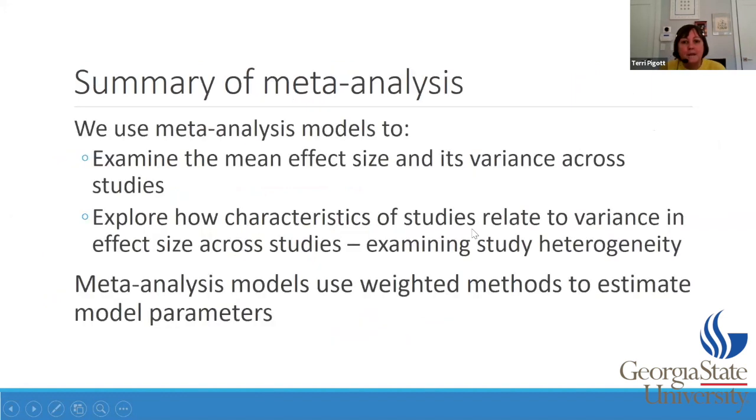Okay. So just to summarize this part, we use meta-analysis models to examine the mean effect size and its variance across studies. And then we also use meta-analysis models to explain or explore how characteristics of studies might relate to variation in effect size across studies, where we are examining study heterogeneity. And that's often a very important part of a meta-analysis.